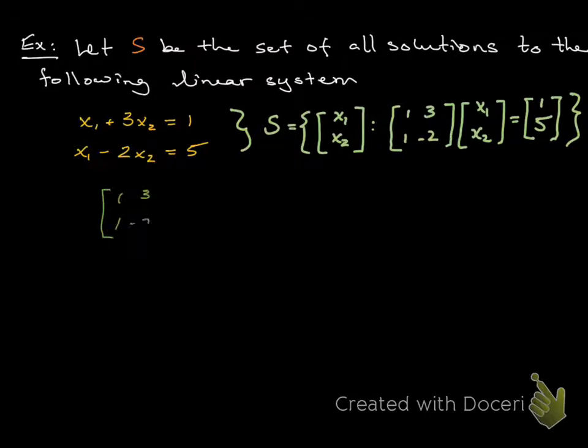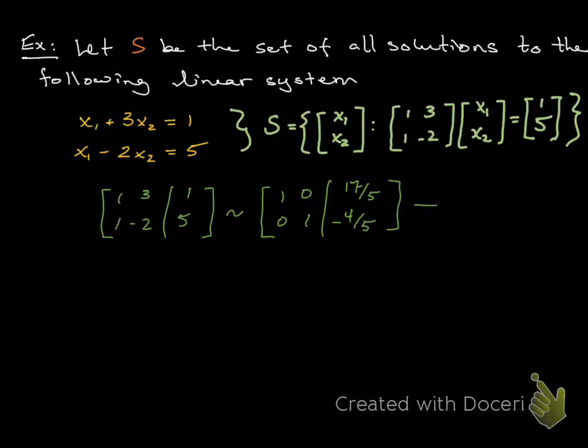So we set up our augmented matrix, [1, 3; 1, -2] augmented with [1, 5], and we reduce. Plugging this into a calculator, I see that I get [1, 0; 0, 1] augmented with 17/5 and -4/5. So that is the unique solution to my system. Really, that's the only vector that makes up my set. So S is the set containing just 17/5, -4/5. That's the only vector in my set, the only solution to the system.